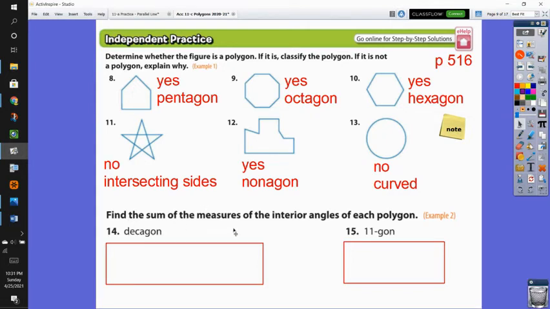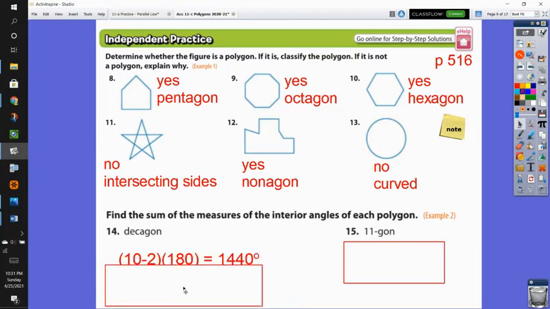All right, and what is the sum of the interior angles of a decagon? What do the angles of a decagon add up to? There are 10 of them, meaning n minus 2 is 10 minus 2, which is 8. 8 times 180, 1,440 degrees.